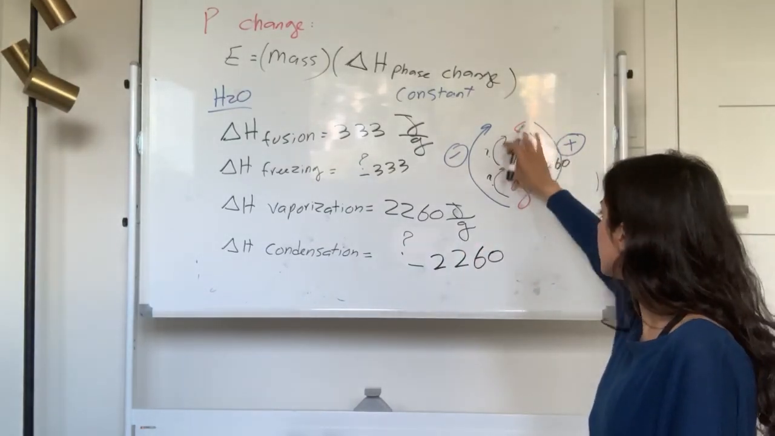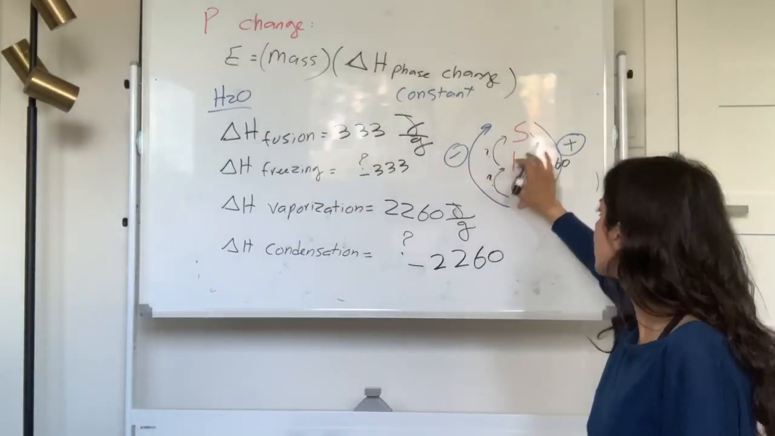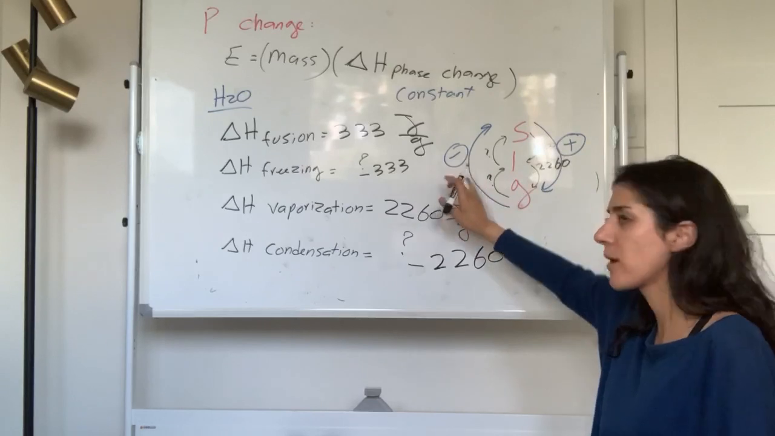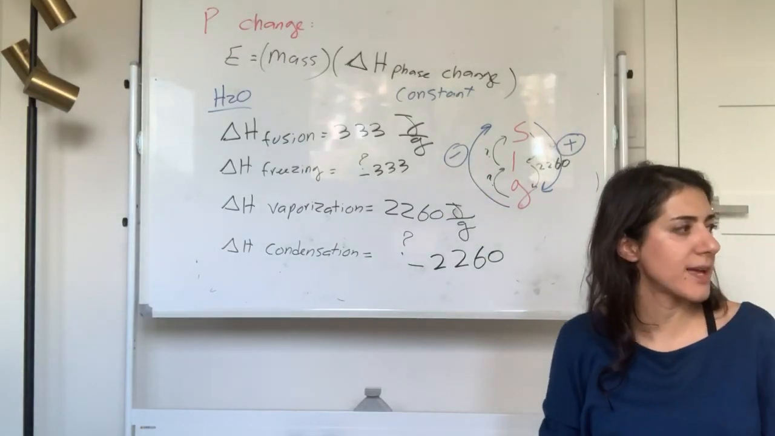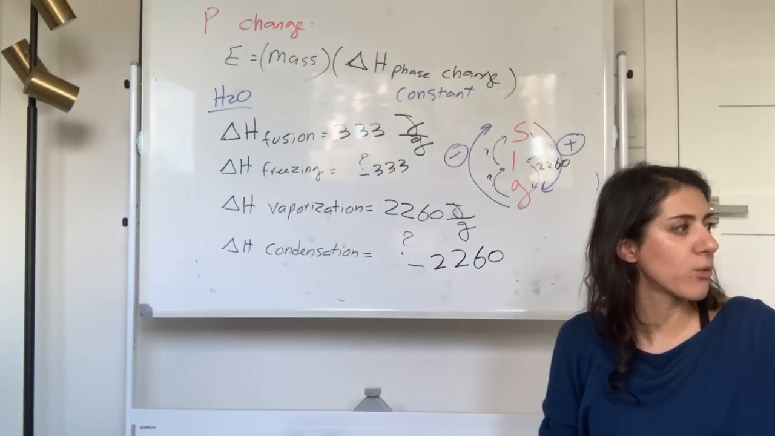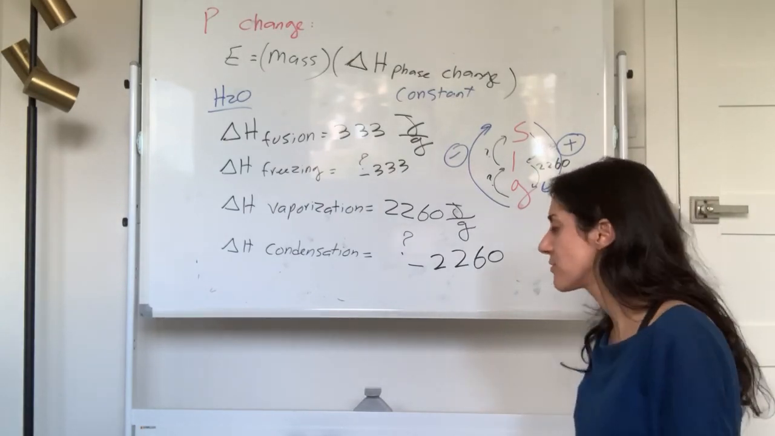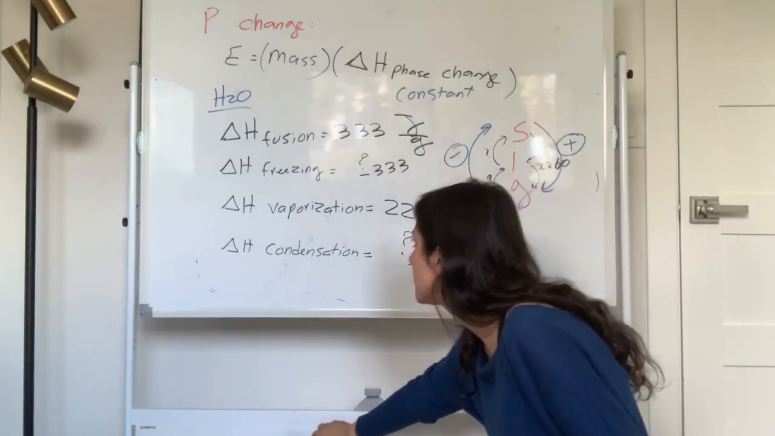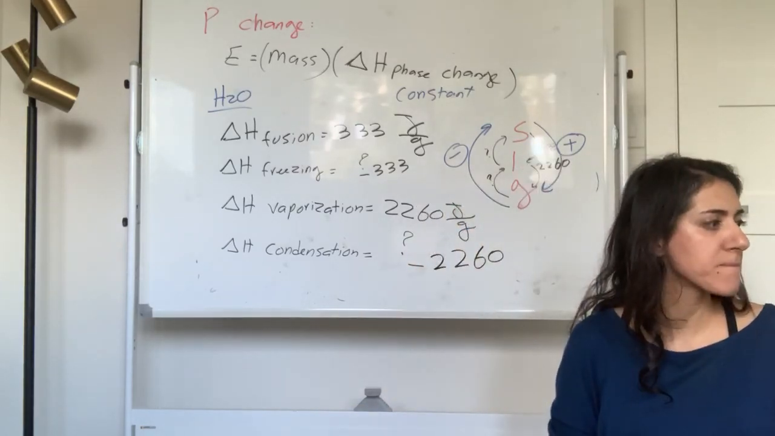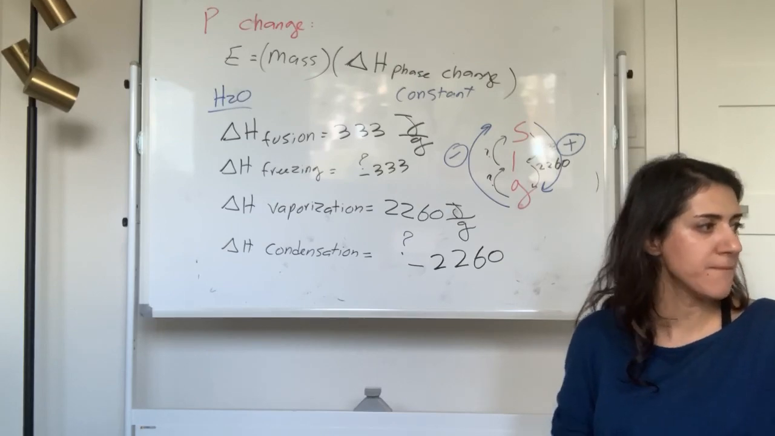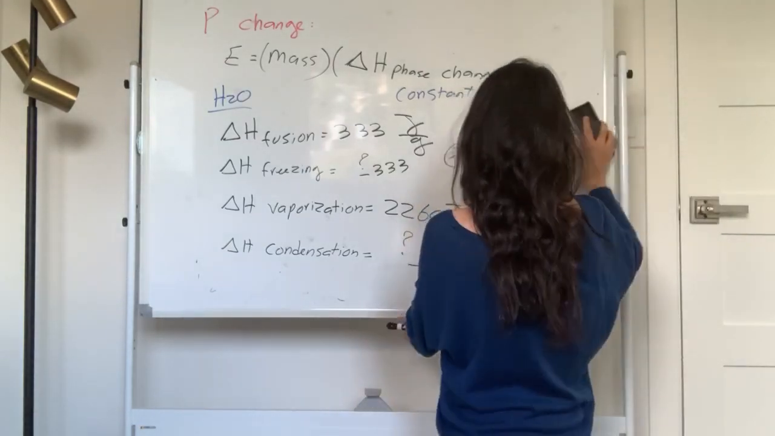You guys got it? Same distance, think about it that way. Same amount of energy coming down, going up, it's just coming down is negative and going up is positive. So usually on the exam, I give you fusion and vaporization, and you have to know that for the other ones, you just read the opposite. So far so good? Okay, so now let's do a practice problem with phase change.